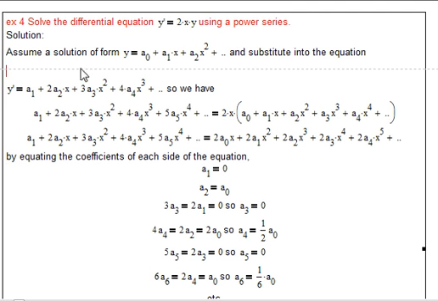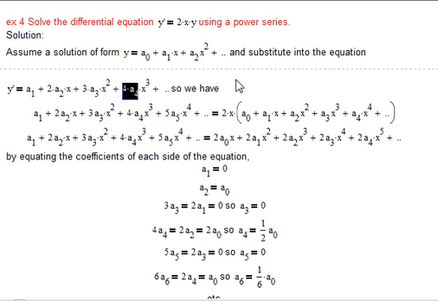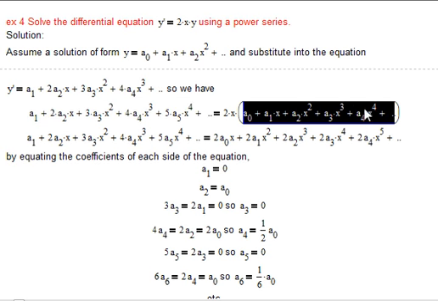So y prime: the derivative of a0 is 0, the derivative of this term is a1, the derivative of this term is 2a2 x, the derivative of the next term would be 3a3 x squared, etc. And you can see how that's going to go. Well, anyway, that's on the left side of our equation when we substitute here. There it is, right? And then plus 2 times x times that power series that we assumed was the solution.